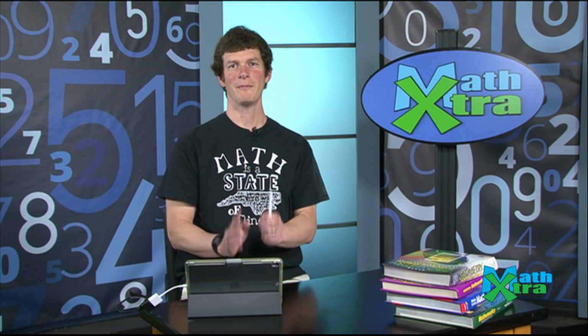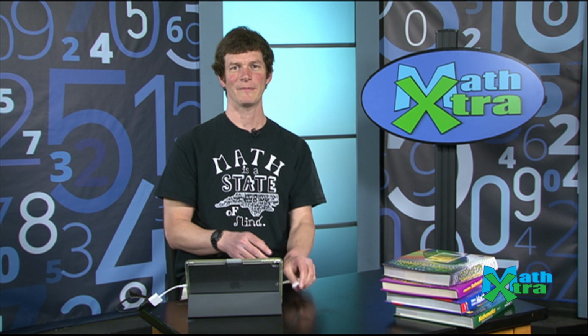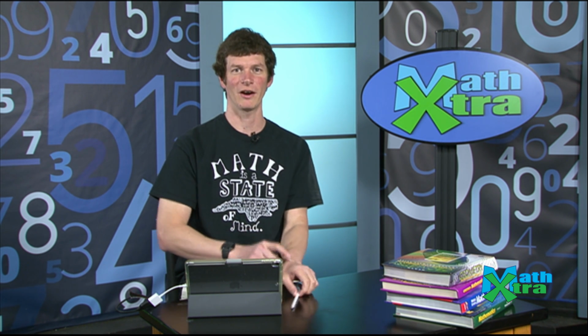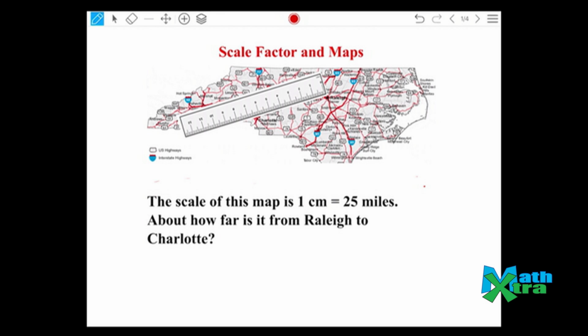Now when you look at a map, a lot of times what you'll see is a little key, and it's got like maybe an inch or two, and it'll say 1 inch equals a certain number of miles. Let's take a look at the map. We have one of those on ours. So the scale of this map is 1 centimeter equals 25 miles.